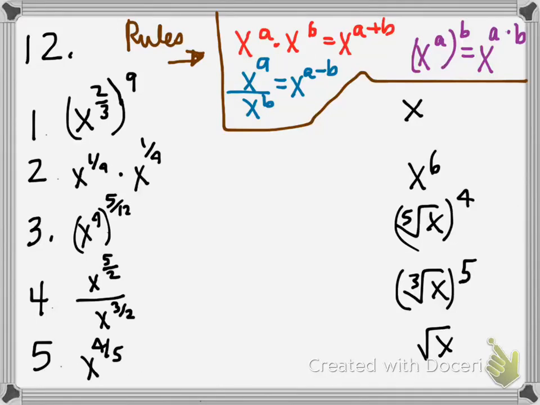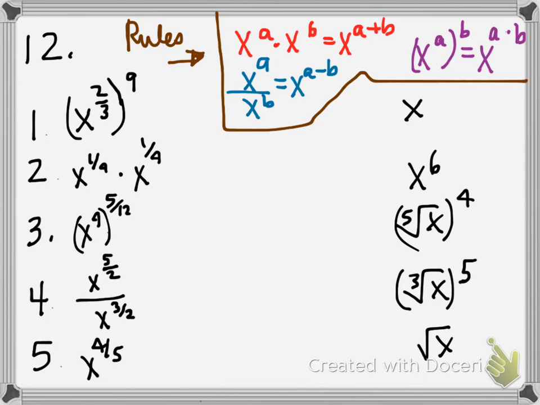Number 12, we're going to be connecting the left-hand side with the right-hand side. So for the left-hand side, we're going to be using our exponent rules that I have here in different colors. So in red, we have the multiplication rule that says if they have the same base x, and you're multiplying, then you add the exponents.